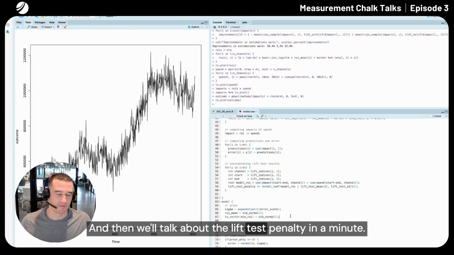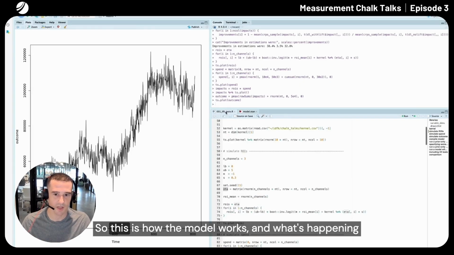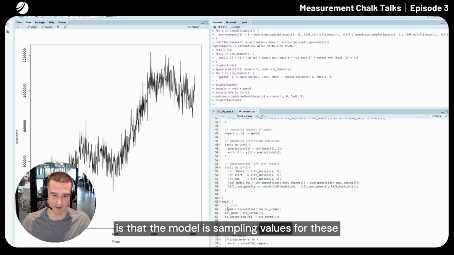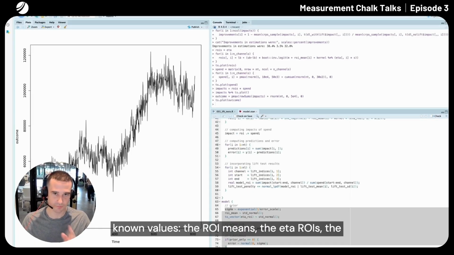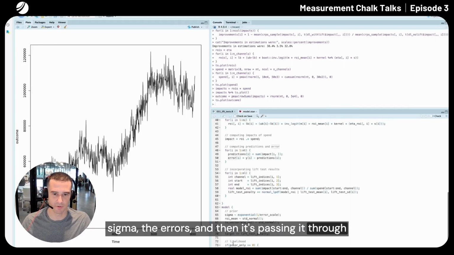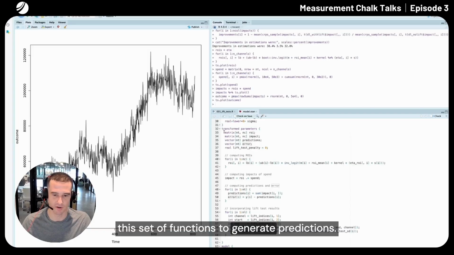And then we'll talk about the lift test penalty in a minute. So this is how the model works. What's happening is that the model is sampling values for the ROI means, the eta ROIs, and the sigma, the errors, and then it's passing it through this set of functions to generate predictions.